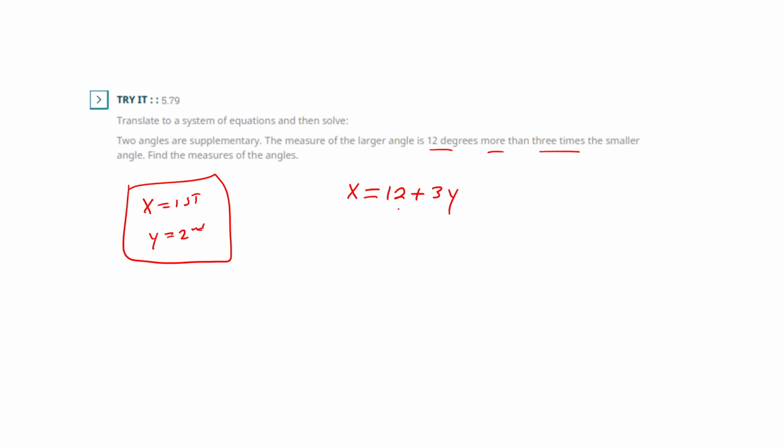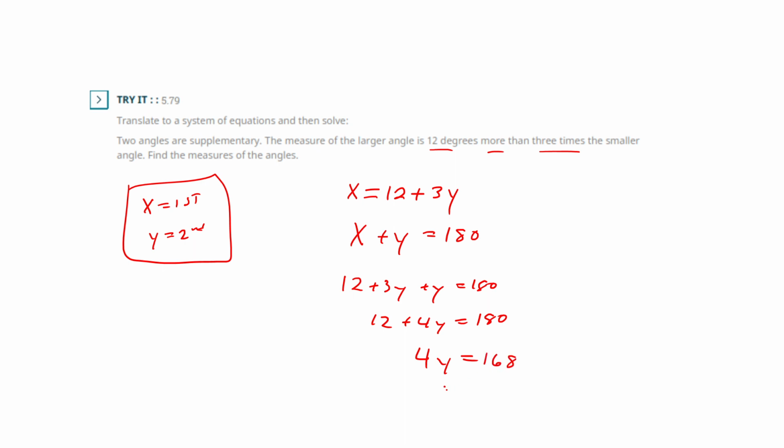Okay, we need a second equation because we got two I don't knows. Well, they're supplementary, and we saw that if you add up two supplementary, you get 180. Okay, now we've been doing elimination, but this one is set up for substitution, so I'm going to go ahead. I know what x is, so I'm going to put that in the other equation. Okay, y is 42.